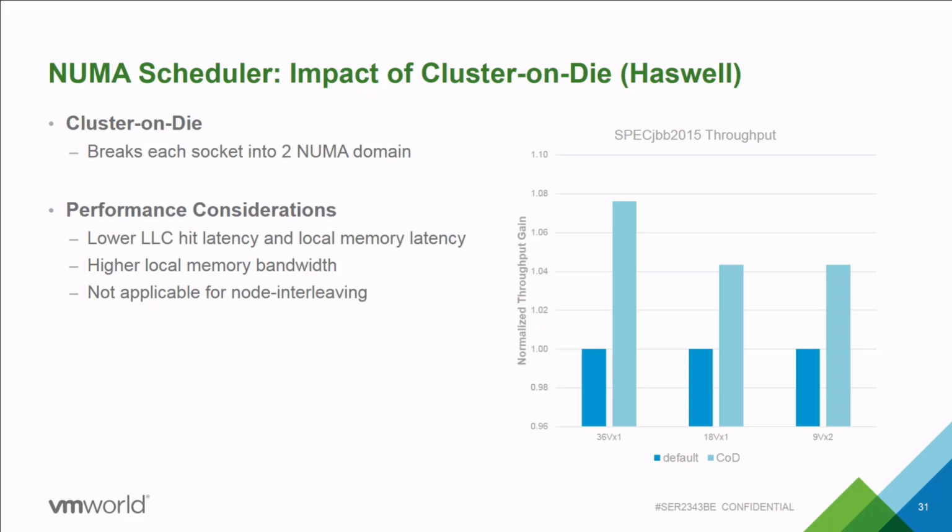But you need to understand that each one's cache is smaller. So if your workload is really cache hungry with a very huge cache working set, you may need to try different options. Basically, try both with cluster on die enabled and disabled, and measure the actual performance yourself.